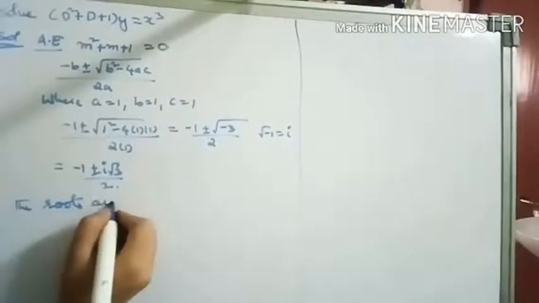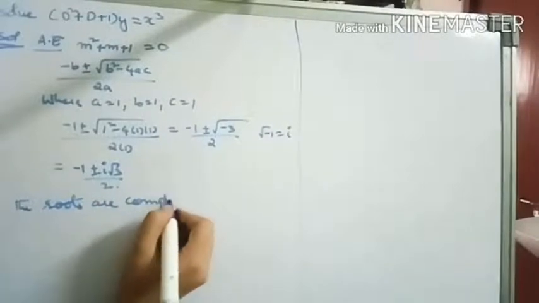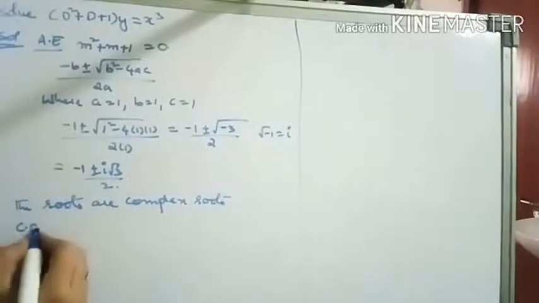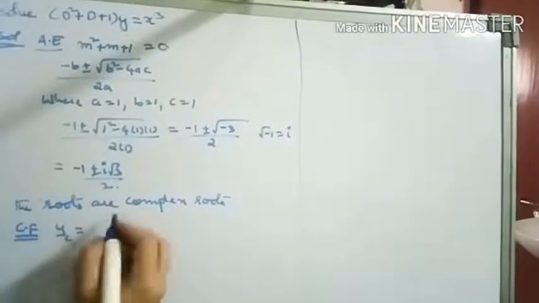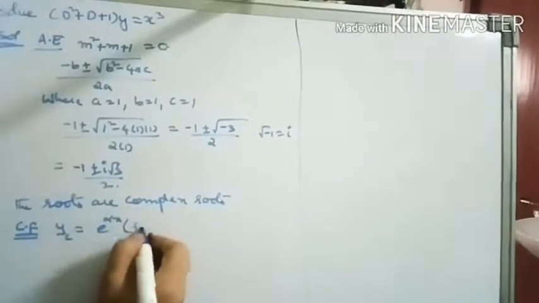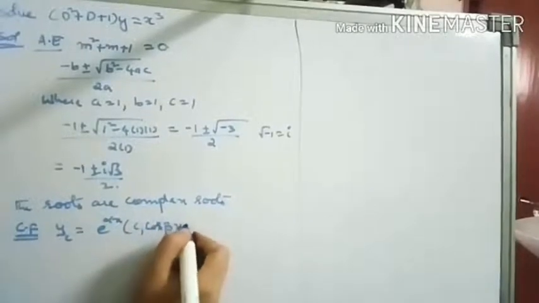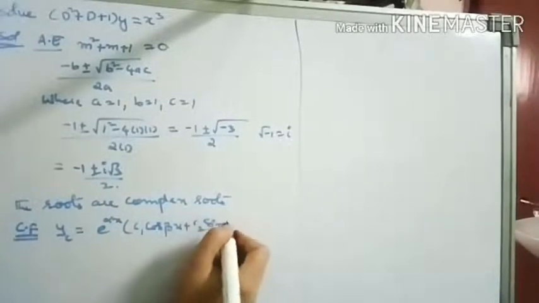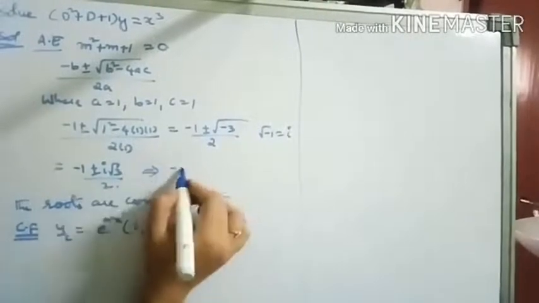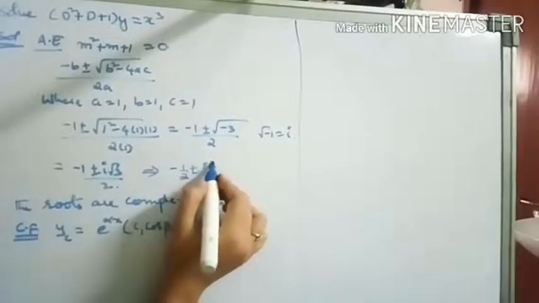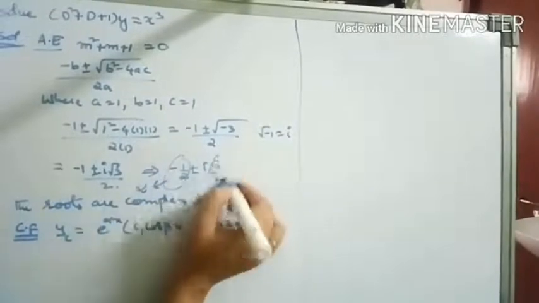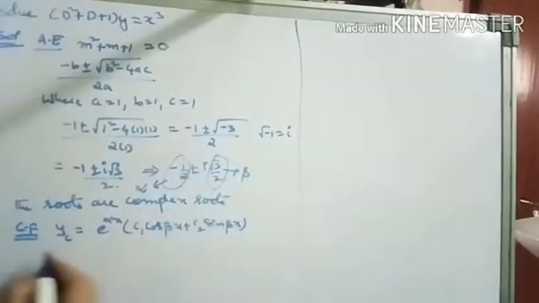The roots are complex roots. So the complementary function is y suffix c is equal to e to the power of alpha x into c1 cos beta x plus c2 sin beta x, where we can write minus 1 by 2 plus or minus i root 3 by 2, where minus half is the value of alpha and root 3 by 2 is the value of beta.